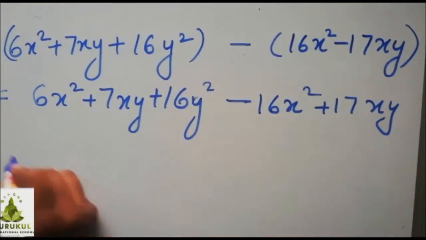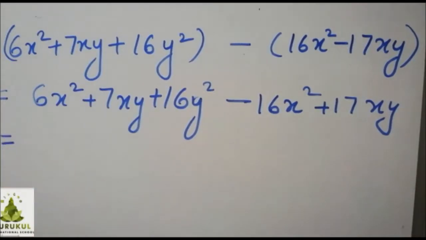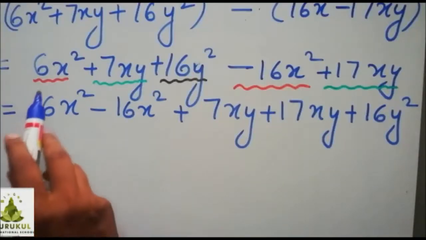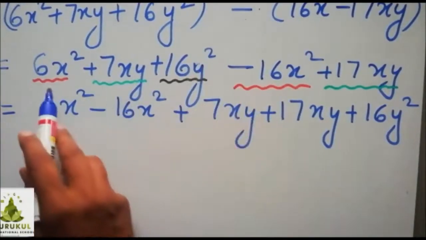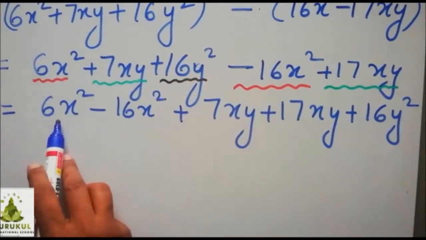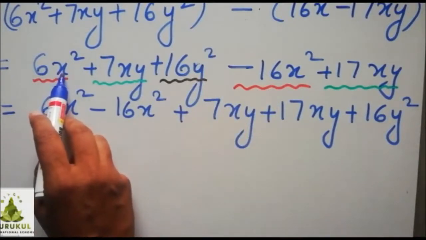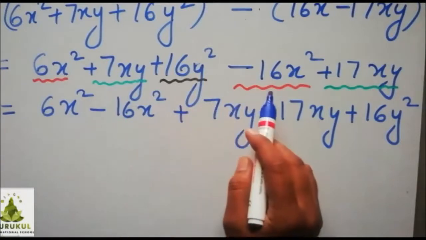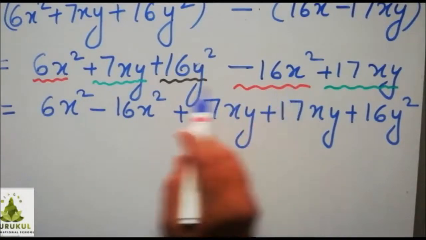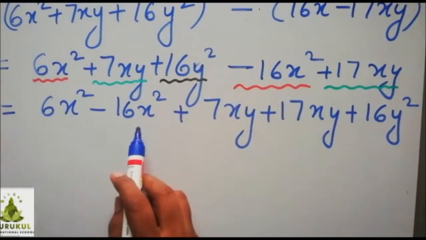Now group the similar terms together and you can solve it and get the answer. So I will group the similar terms together. Here I have marked the like terms with similar color markers. I have taken the x square terms first. So 6x square and this minus 16x square. No other x square terms here. So I took them together.